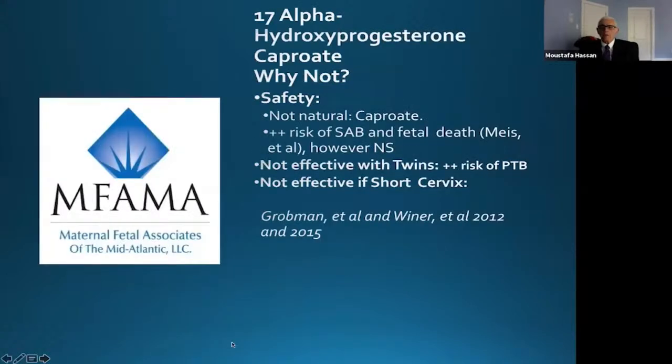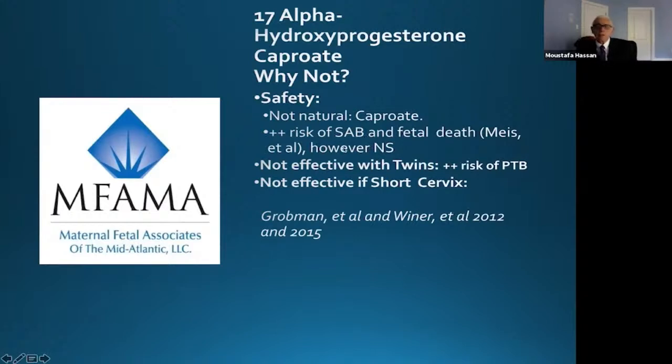For a while in the US, 17-alpha-hydroxyprogesterone caproate was the standard of care, and anybody who had a history of preterm birth would be a candidate. It's a very expensive medication, and there was a lot of reluctance for several reasons to use it. Number one, safety, not natural. The caproate is given to increase the half-life.